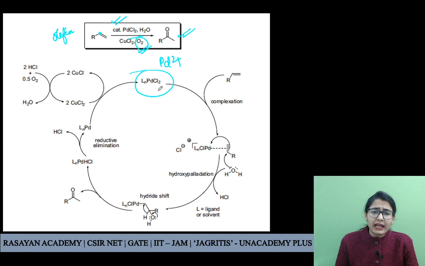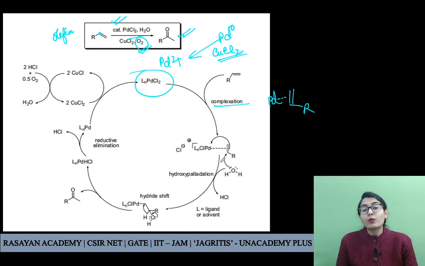Your alkene is going to coordinate. The palladium 0 we had earlier got converted to palladium 2 plus because there is CuCl2. So here it's palladium 2 plus. Now it is going to complex the alkene in this way. Look, there is a complex formed between the alkene and the metal like this.